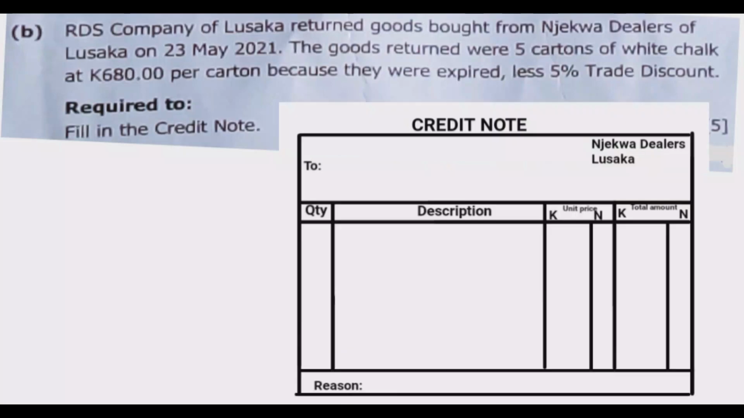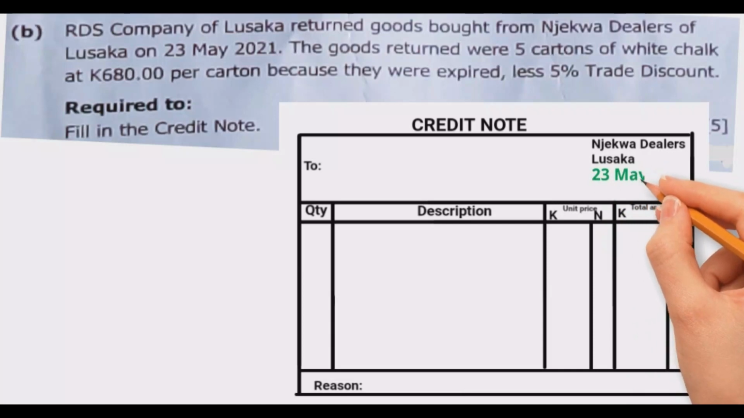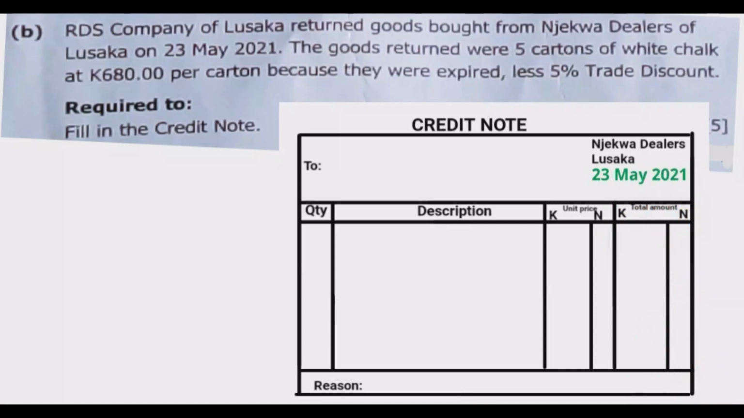Okay, so this is how the credit note is. So you can now fill in this one. So we can start. So basically the credit note will come with certain information already there, like the owner of the company, like Njekwa Dealers Lusaka. These will be there. Now what we need is, let's fill in. So first of all, let's pick the date. The date is 23rd May, so we write 23rd May 2021.